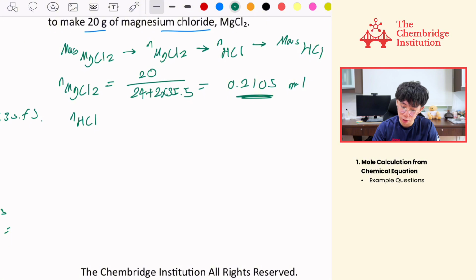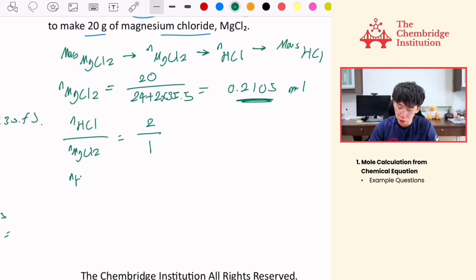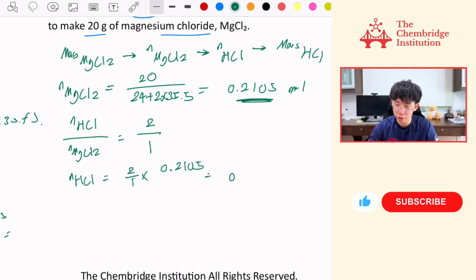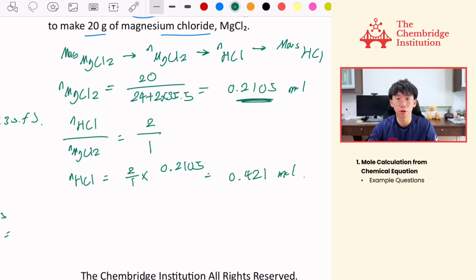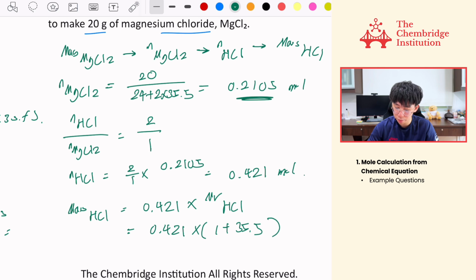And then let's do a mole ratio. So this is n of HCl to n of magnesium chloride. We actually know the mole ratio is 2:1 from the equation over here. So the number of moles of HCl, you have to multiply it by 2 here. This will give you a value of 0.421 moles. And from there, we can find the mass of HCl needed, which is 0.421 times the MR of HCl, which is 0.421 times (1 plus 35.5). This will give you a value of 15.4 grams.